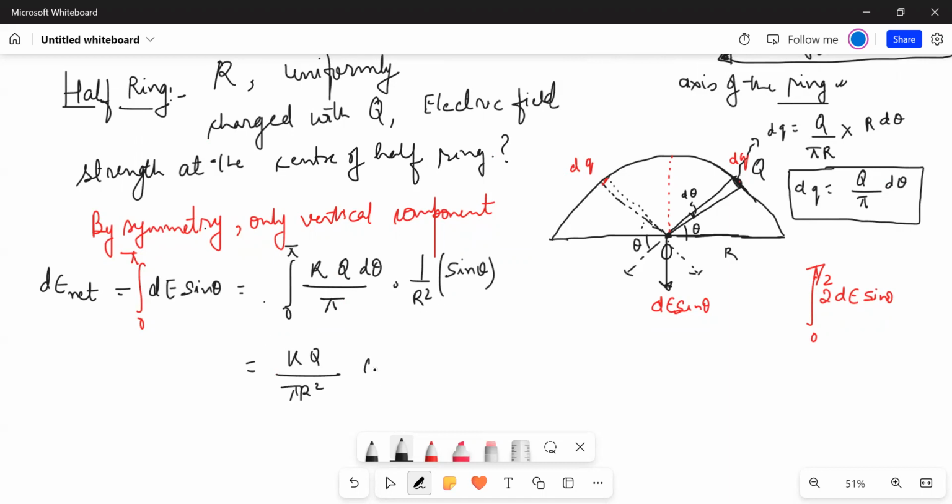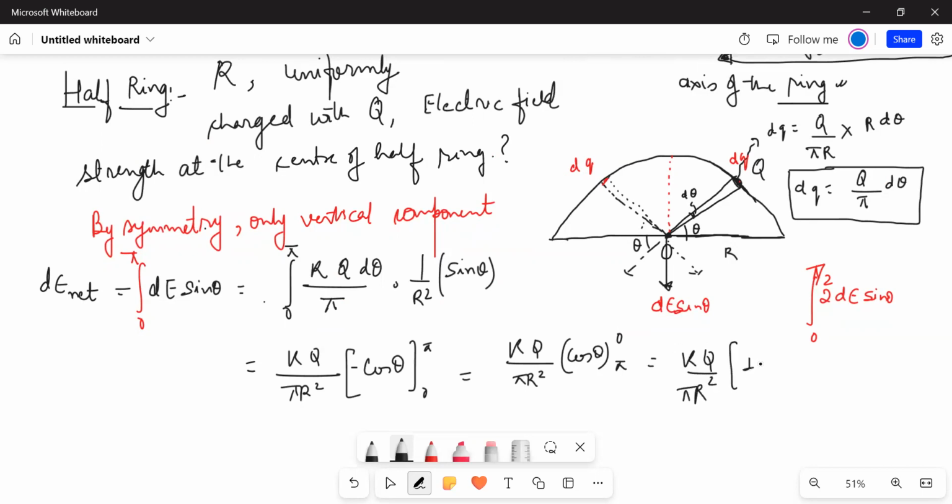What is the integration of sin theta? This is minus cos theta. Don't forget it is minus cos theta from 0 to pi. So instead of writing from 0 to pi, what I would do? I would simply write kq upon pi r square, and then instead of this cos, I will simply write cos theta from 0 to pi. So this will give you k q upon pi r square.